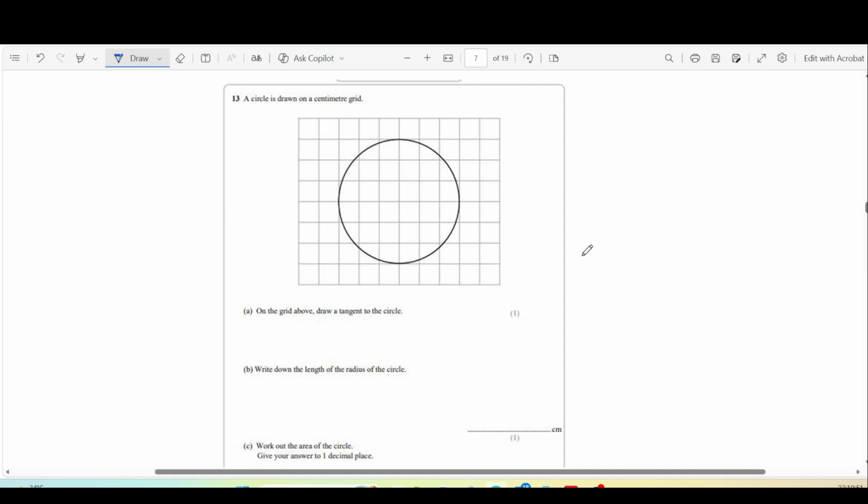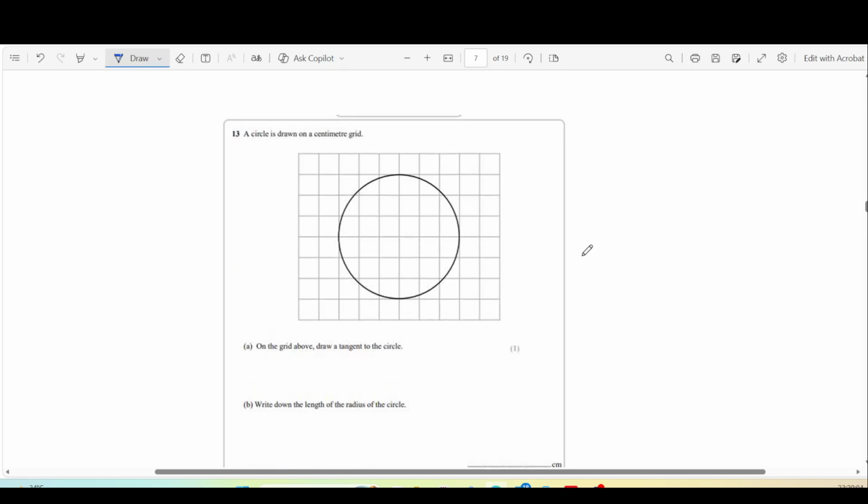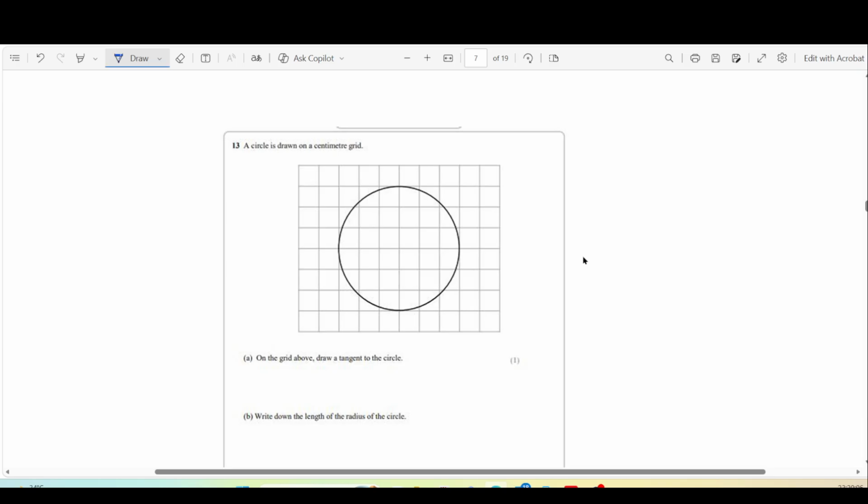So then we have a circle here, and on the grid above, draw a tangent to the circle. Write the length of the radius of the circle. Okay. So a tangent is any straight line that touches the circumference of the circle anywhere. So you can just draw a line.